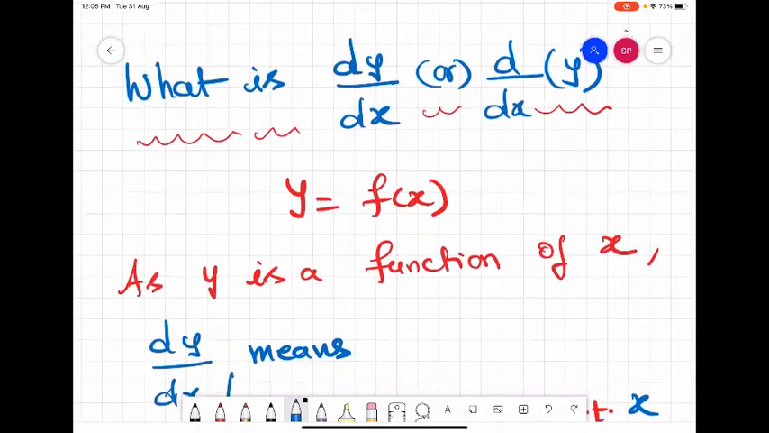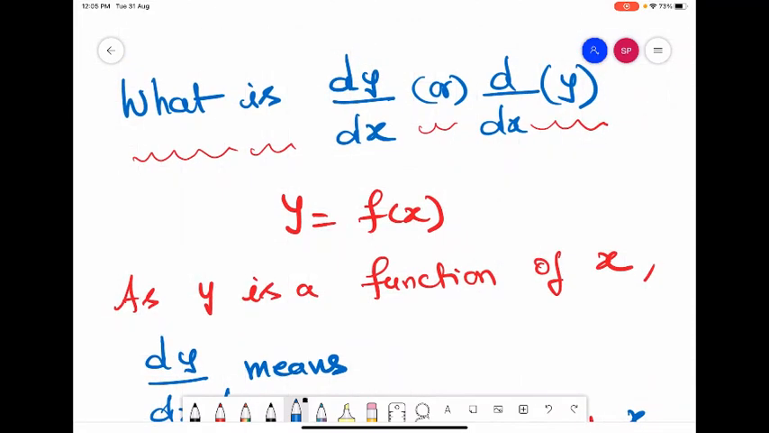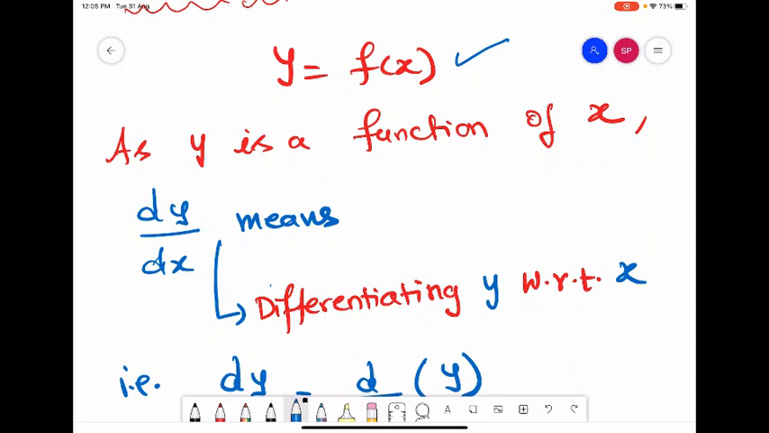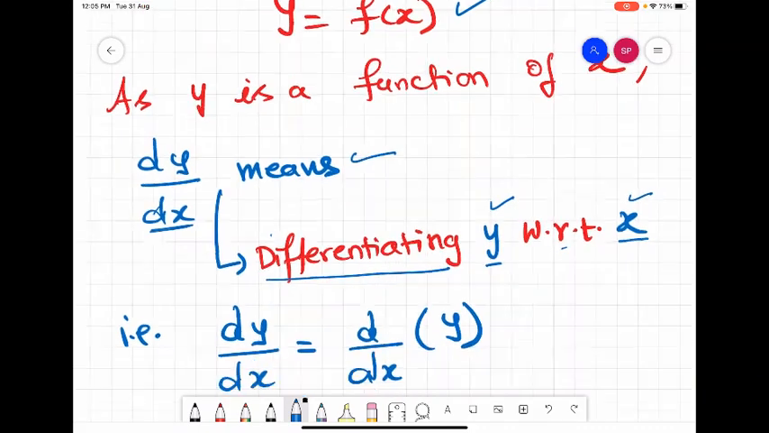Now quickly let us understand what is dy by dx, or d by dx of y. We call this the derivative of y. Why do we call it like that? The function we have understood is in the form of y is equal to f of x. As y is a function of x, dy by dx means differentiating y with respect to x. Why with respect to x? Because the function y is in terms of x. Therefore, we differentiate y with respect to x, and we call that dy by dx.